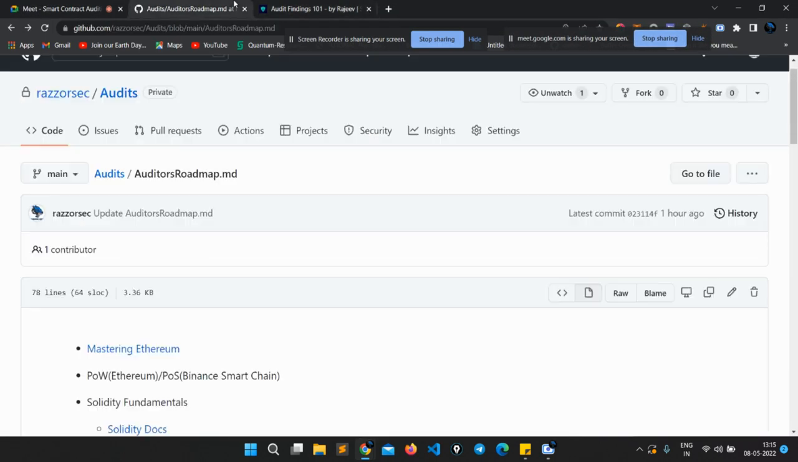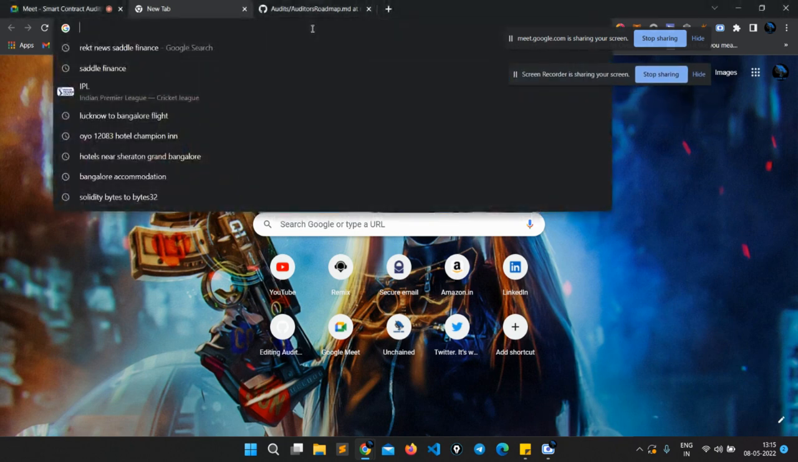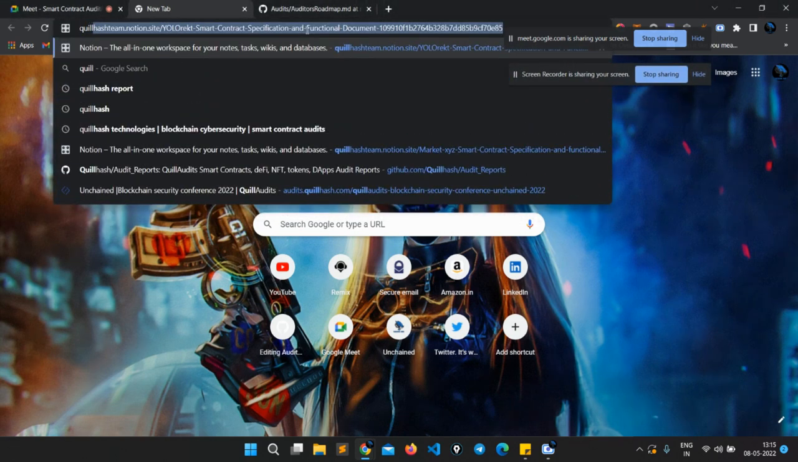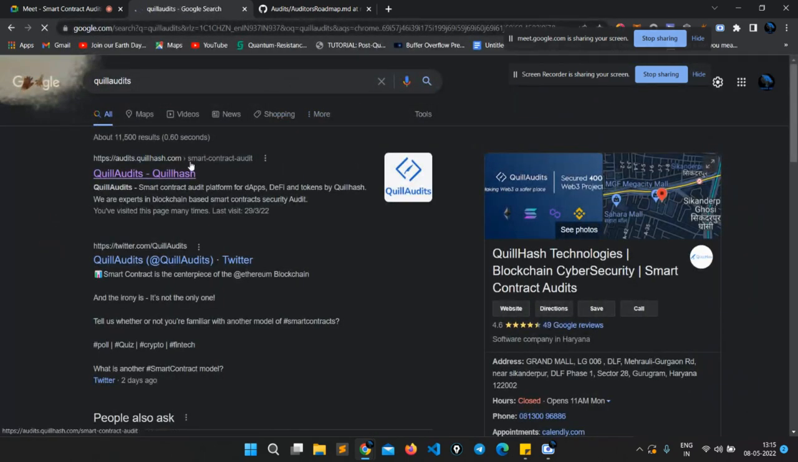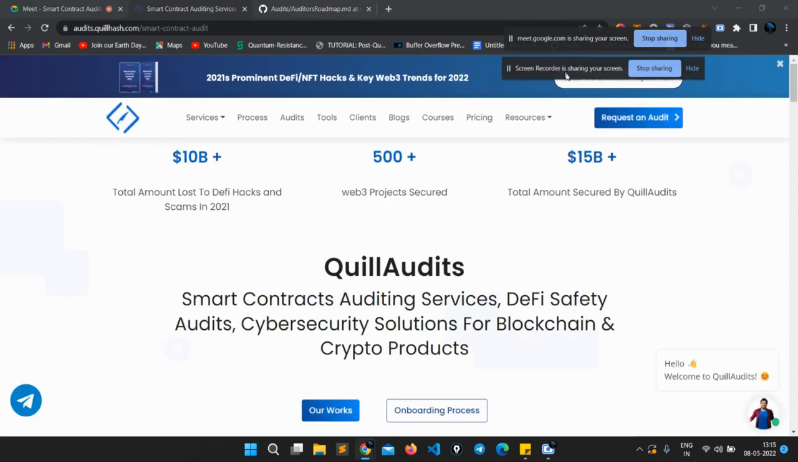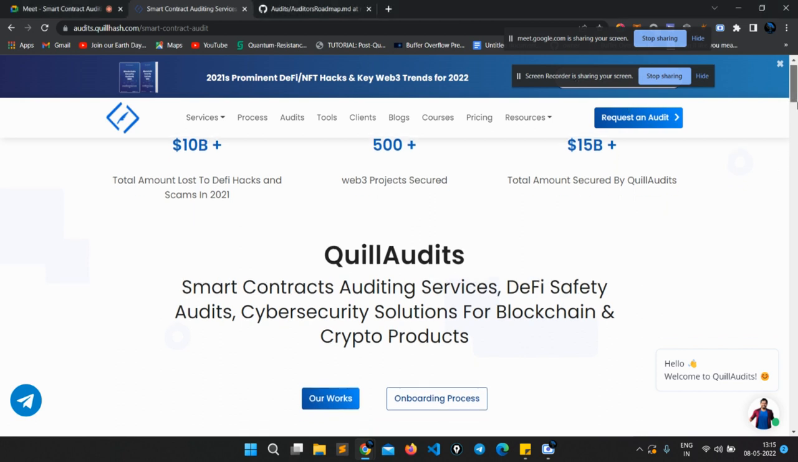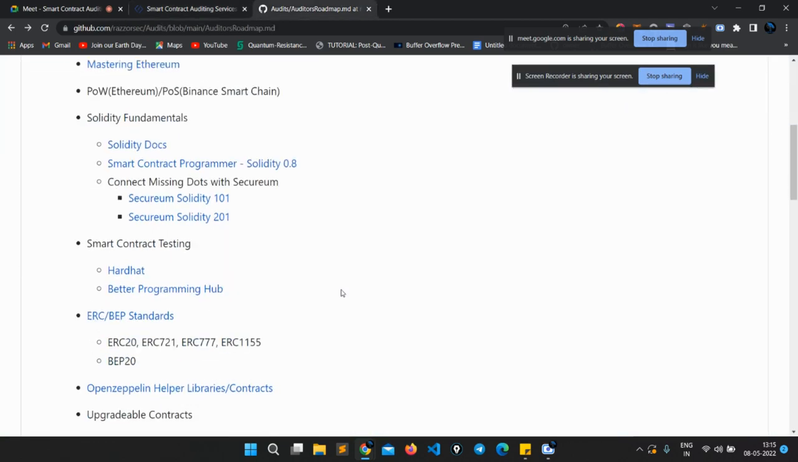Yes, and talking about internships, there are some internships that I can look forward to. The first one is Quillaudits, also providing internship opportunities. Quillaudits is where I'm working right now. I'm a smart contract auditor at Quillaudits, and they provide opportunities, considering you have enough knowledge, at least at this stage.